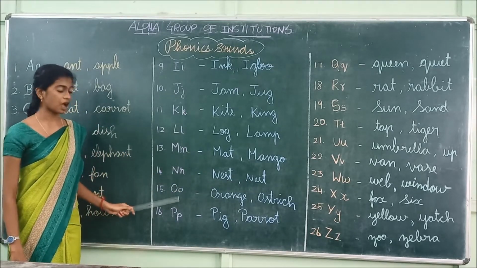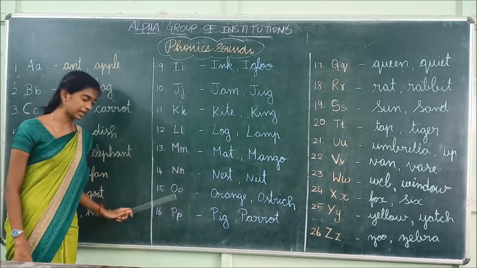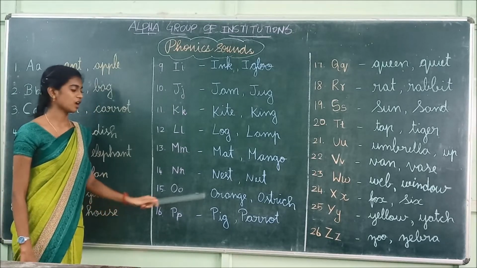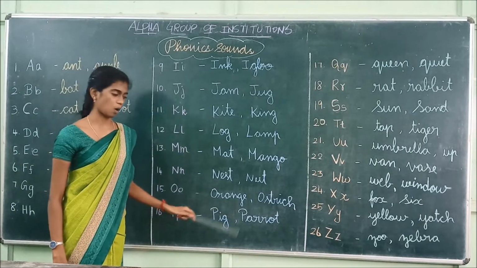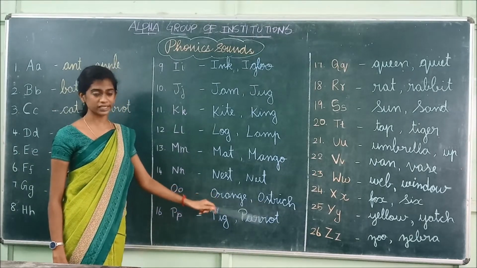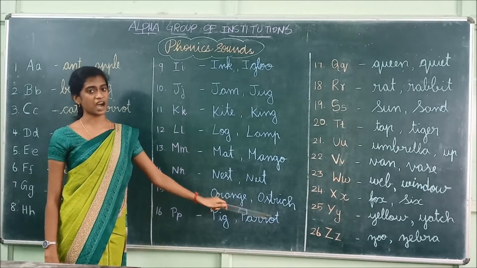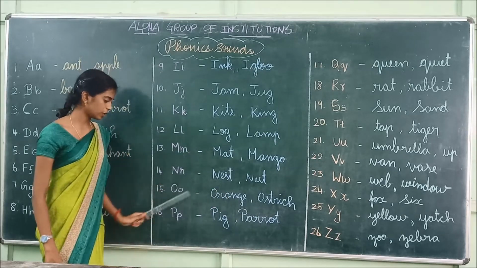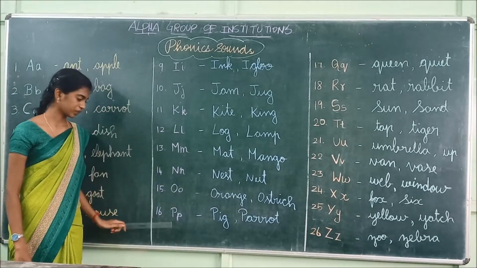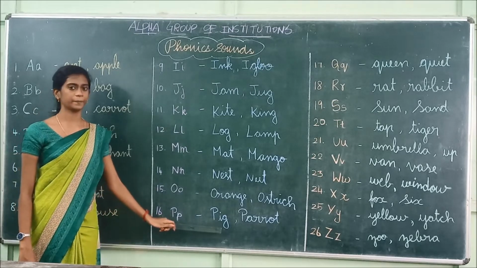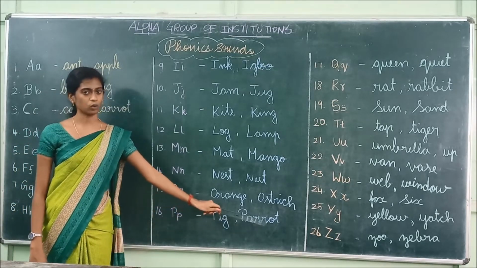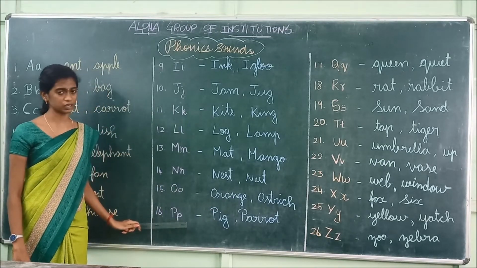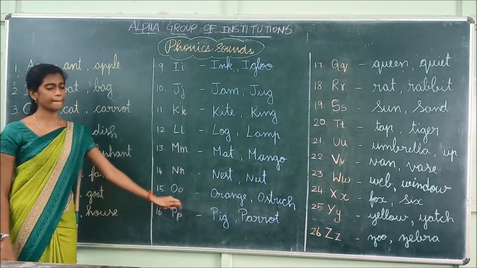And the next one is aw. You should not say it as o, okay, this is aw. Orange, O-R-A-N-G-E, orange. And this one is ostrich, O-S-T-R-I-C-H, ostrich. So, this sounds as aw. This is P, okay, pig, P-I-G, pig, P-A-R-R-O-T, parrot. So this sounds as P, okay, pig, parrot.